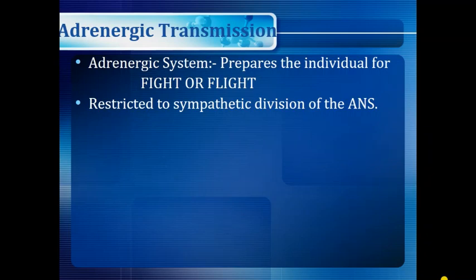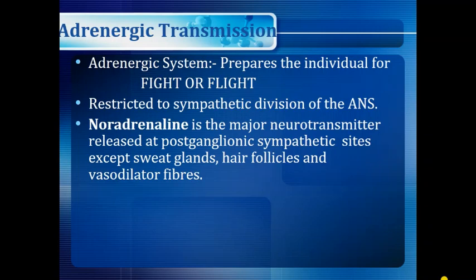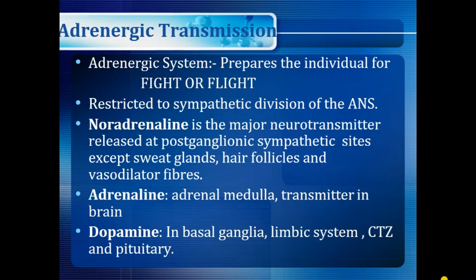Let's understand adrenergic neurotransmission first. The adrenergic system is a system which prepares individuals for the fight or flight reaction. The adrenergic system is restricted to the sympathetic division of the autonomic nervous system only. Noradrenaline is the major neurotransmitter released at postganglionic sympathetic sites except sweat glands, hair follicle and vasodilator fibers. While adrenaline is the major neurotransmitter released in the adrenal medulla, it also acts as one of the transmitters in the brain. Dopamine is another important adrenergic transmitter which is released mainly in the basal ganglia, limbic system, CTZ and pituitary.